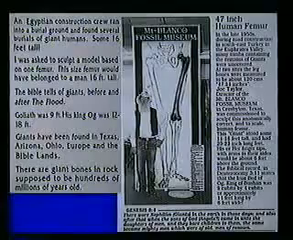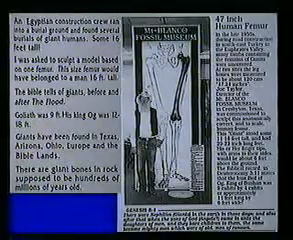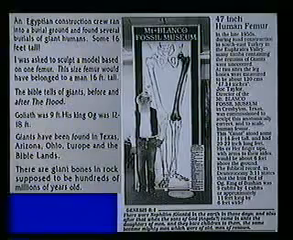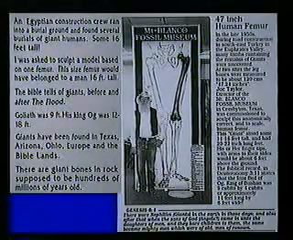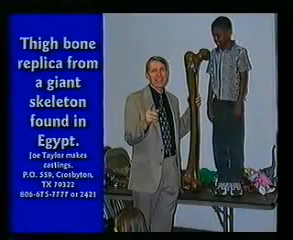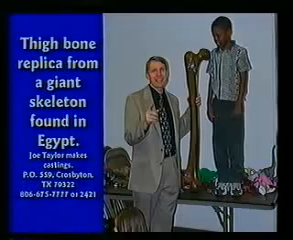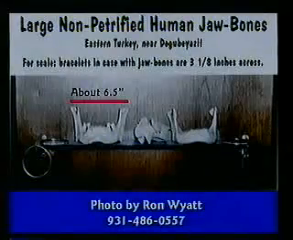Giant skeletons have been found in Texas, Arizona, Europe, Ohio, and in the Bible lands. There are giant bones in rocks supposed to be hundreds of millions of years old. That's the problem, is that stupid evolution theory that hinders people from doing research. Here's a kid standing next to the replica of the thigh bone here that was found in Egypt. In Turkey, giant skeletons, giant jawbones are on display right now.